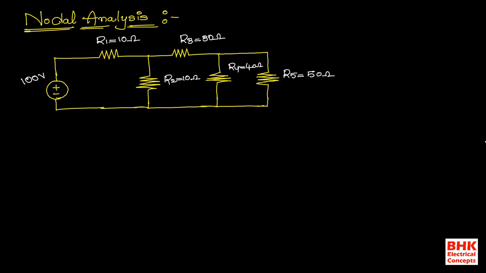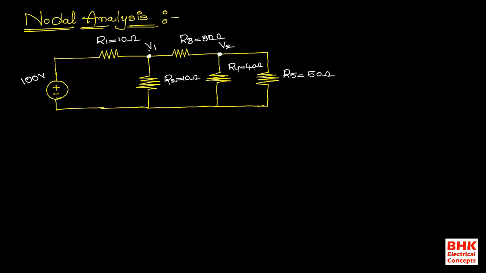Whenever we apply nodal analysis in any circuit, first we need to observe how many nodes there are. In this given problem we have two nodes. This one is one node and this one is another node, and I am giving names to these voltages: for node 1 it is V1, and for node 2 it is V2. We don't know the exact values of V1 and V2 at these node points.